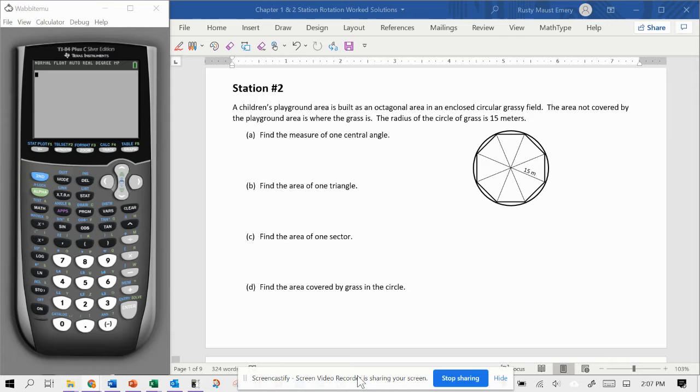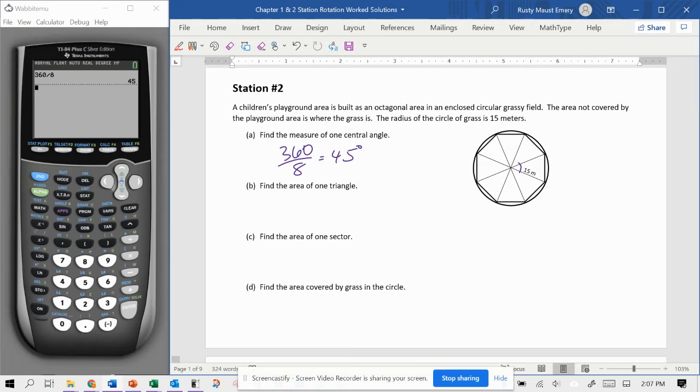So again, thinking about central angles, there are 360 degrees in a circle. So 360 divided by, and there are 8 sections there, 8 central angles. So divided by 8, we get 45. So one angle here is 45 degrees.